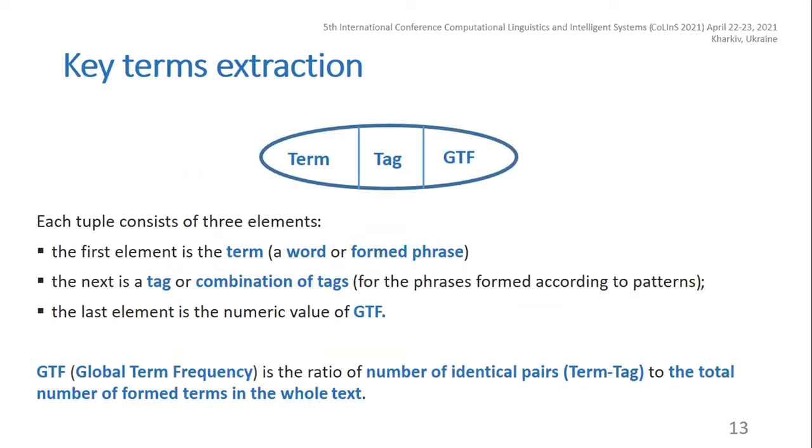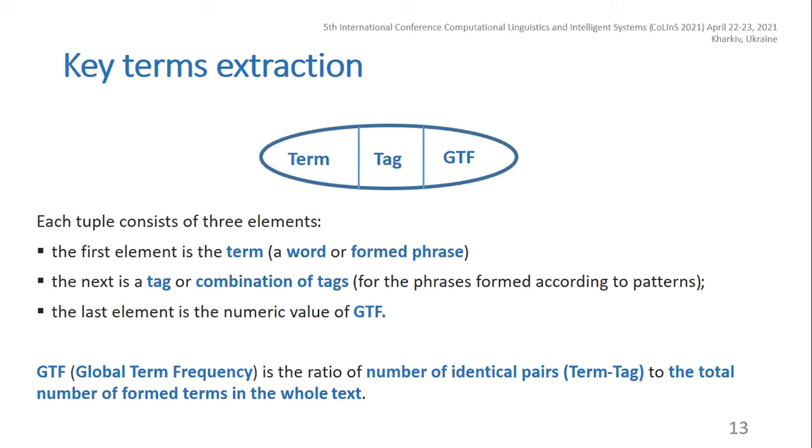Next, for each term that satisfies the pattern proposed above, in the order of its occurrence in the text, a so-called tuple is formed. Each tuple consists of three elements. The first element is a term, a word or phrase. The next is a tag or combination of tags assigned to the word depending on which part of speech this word or phrase belongs to. The last element of this set is the numeric value of global term frequency.